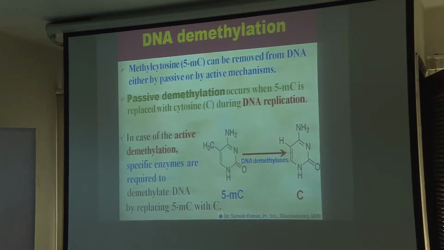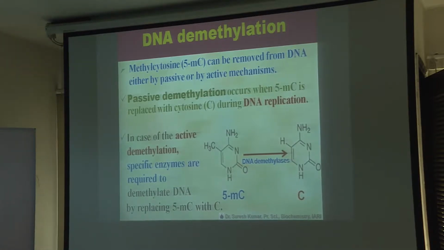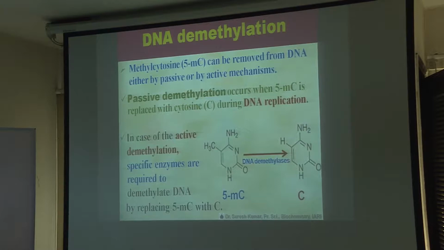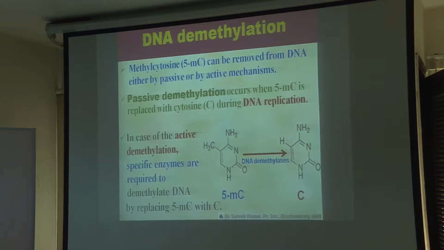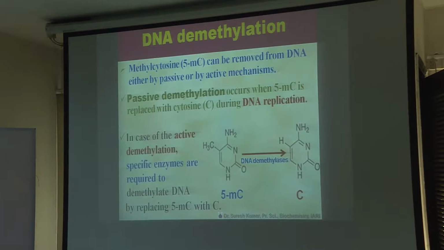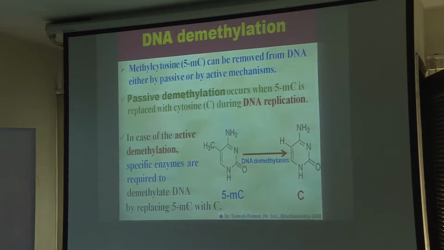So, what to do? That methylation should be removed, isn't it? Some enzyme should come and remove the methylation. So, the enzyme is demethylase. Okay. So, methylation of DNA is a reversible process. You can see this methyl cytosine being converted into normal cytosine. So, this process is called demethylation.